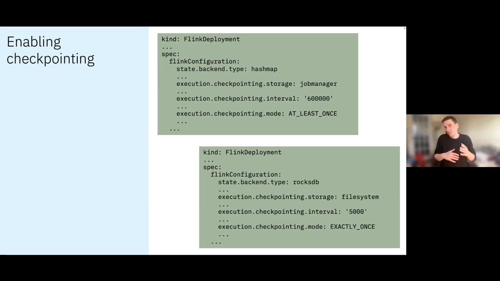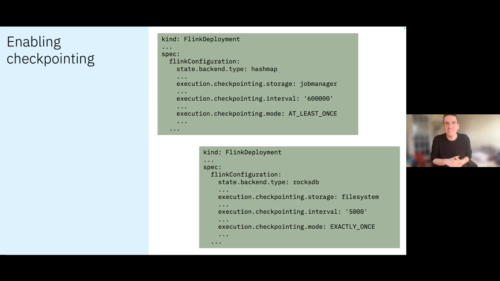The configuration for doing this, I'm showing you the two extremes here. At the top, I'm storing the state in memory by saying the state backend is a HashMap. I'm storing the checkpoints in memory on the job manager by saying storage is job manager, and I'm doing that.